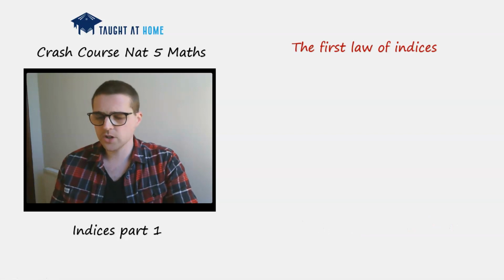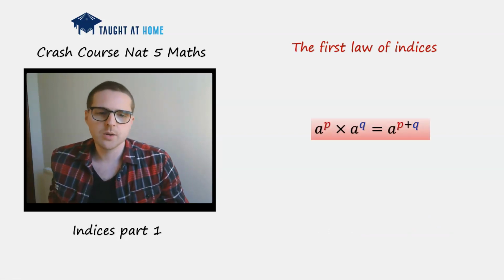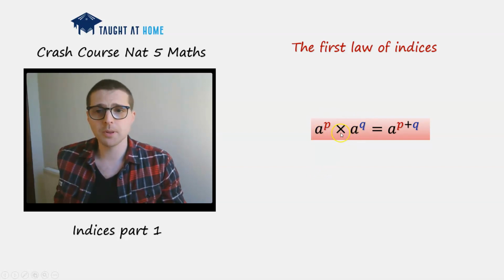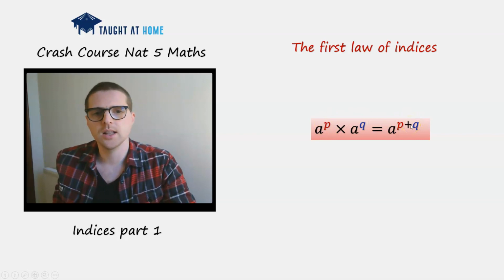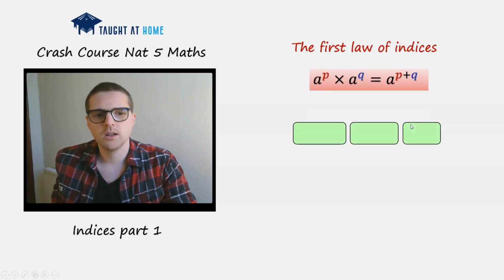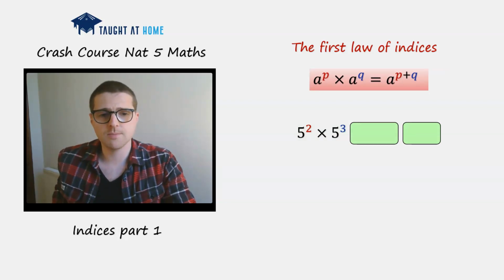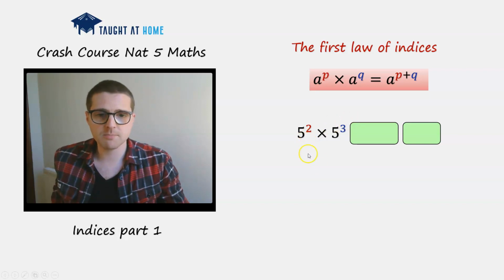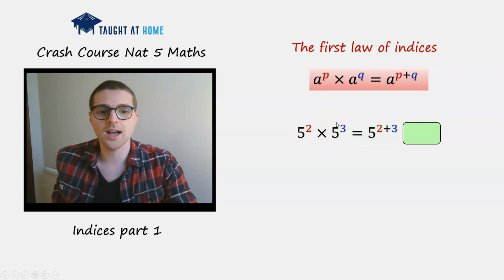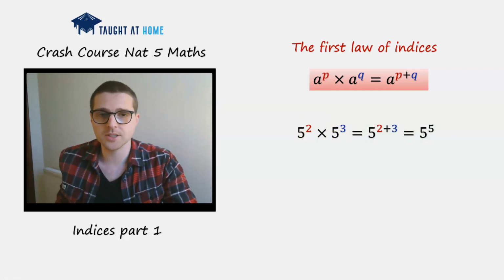So let's take the first law of indices. We've got 2 numbers of the same base, let's just say a, and each of these has different indices. When we're multiplying numbers of the same base with different indices, we're going to add the indices up. Let's take an example. Let's say we have 5 squared times 5 to the power of 3. We recognise that we've got the same base, and we're therefore going to add the indices up. And we get 5 raised to the power of 5. So that's 5 times itself another 4 times.